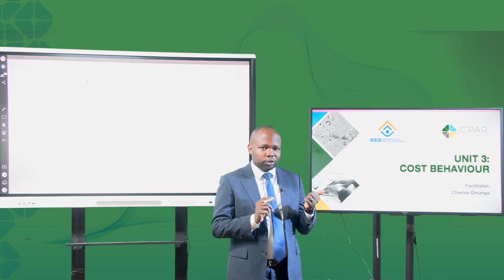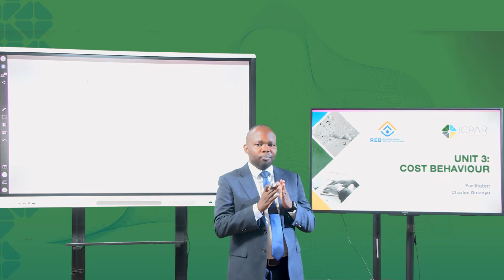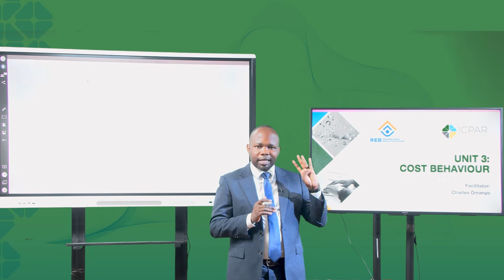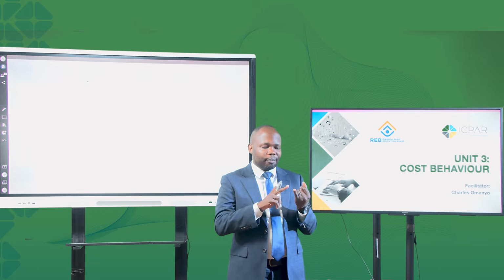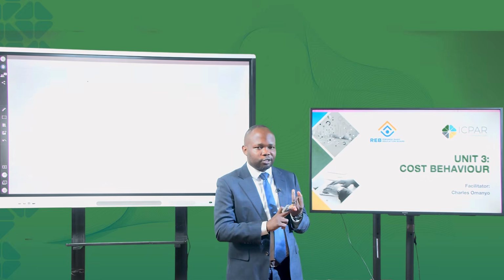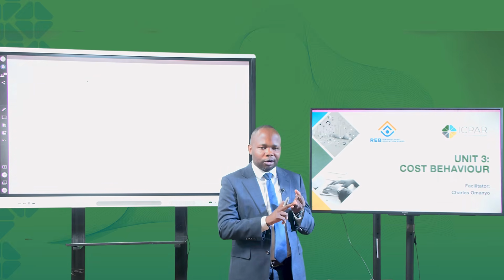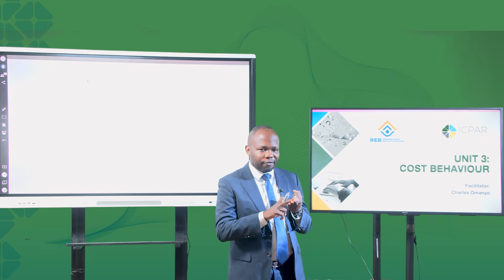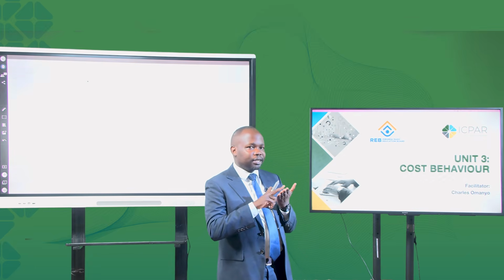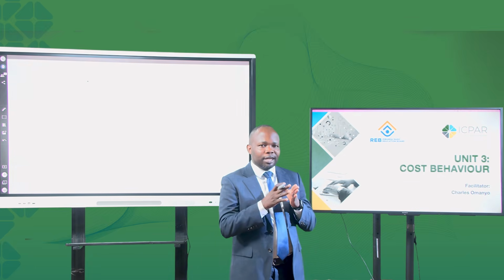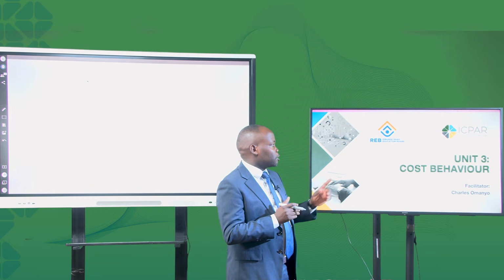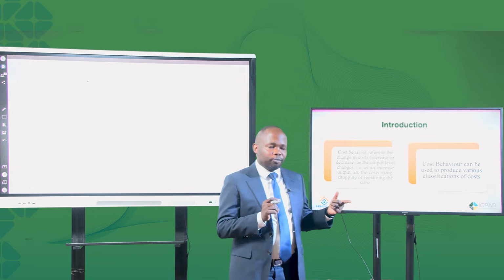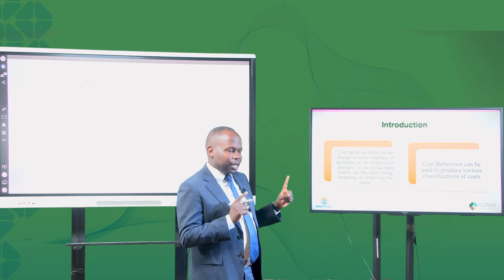In chapter 2, unit 2, under behavior of costs, we saw that there are 4 types of costs. Number 1, we have what we call fixed costs. Number 2, variable costs. Number 3, semi-variable costs. And lastly, stepped costs. So in today's unit, we are going to focus on cost behavior. Now, what is cost behavior?